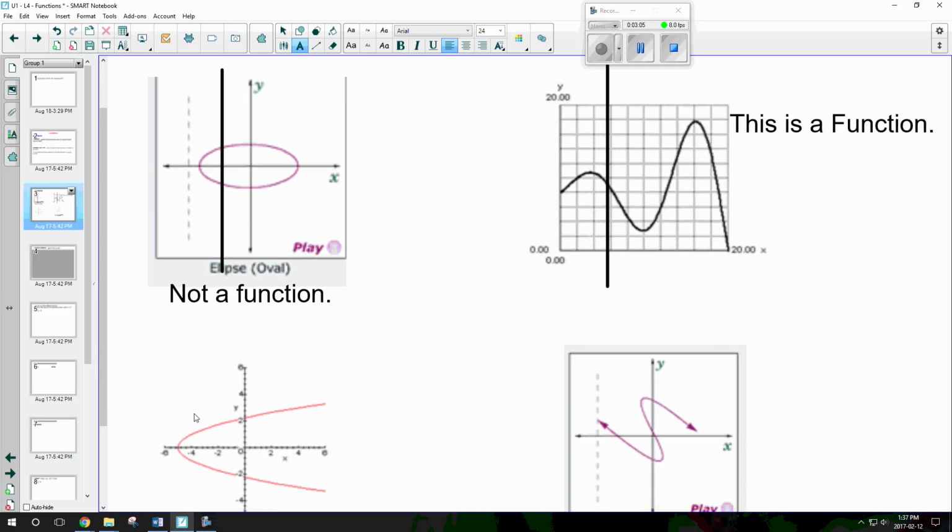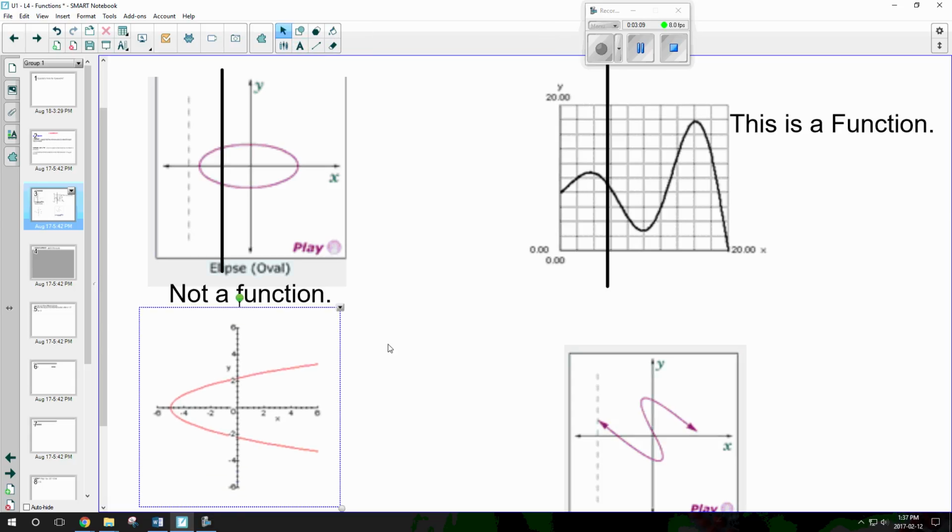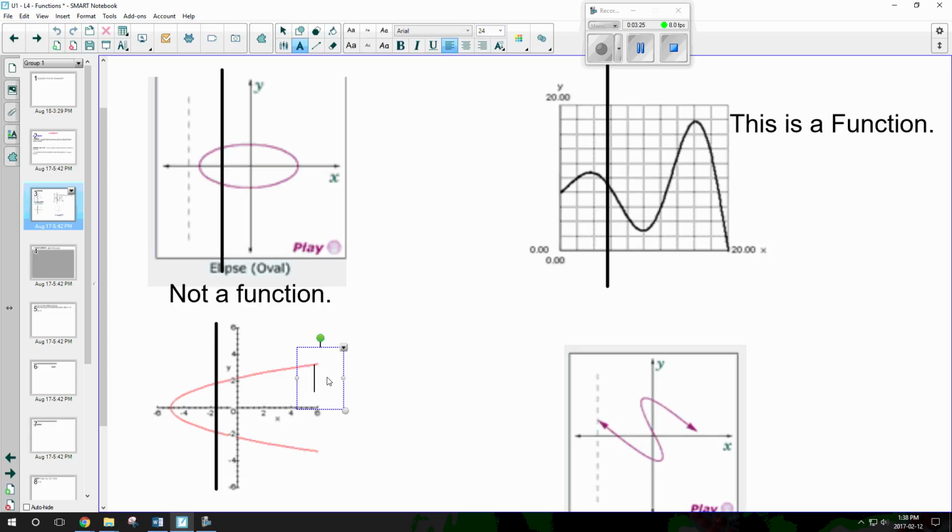Similarly, we're going to do that to our other two graphs down here. So again, we're going to draw our vertical line and run it across. But as we run it across, we see that for the majority of the time, it's hitting 2 points here on our graph, so it's not considered a function.